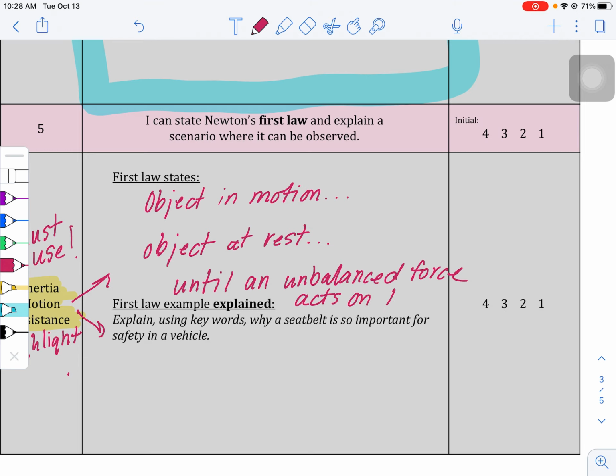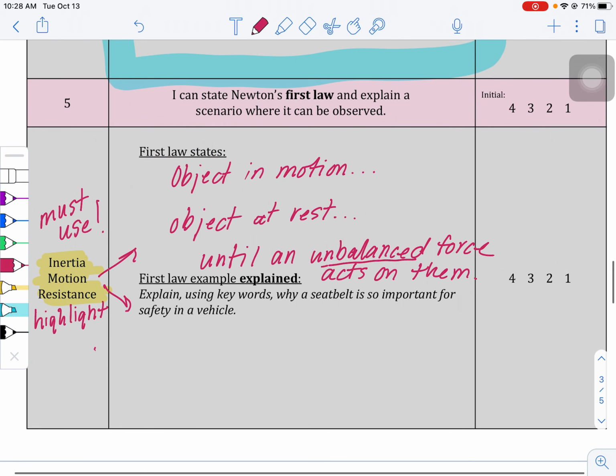So we talked about that unbalanced force can be any one of those forces listed in learning target 1 as long as it is unbalanced, where one is greater than the other. So a lot of times we'll see this example be something like friction or applied or gravity, causing that object's motion or rest to be changed. So here we've used the word motion, so we can go ahead and highlight that.